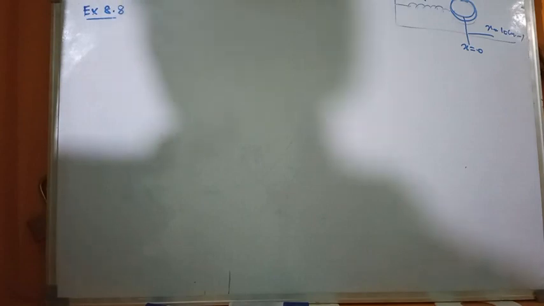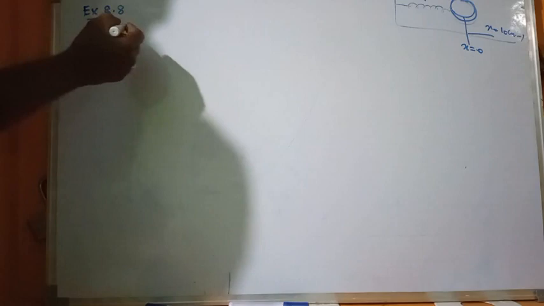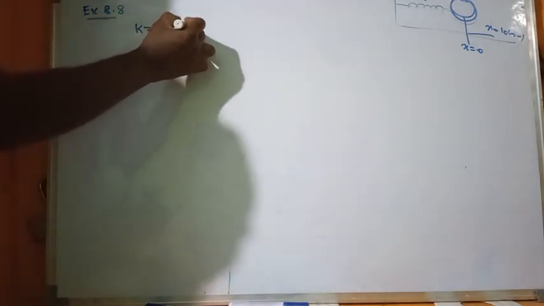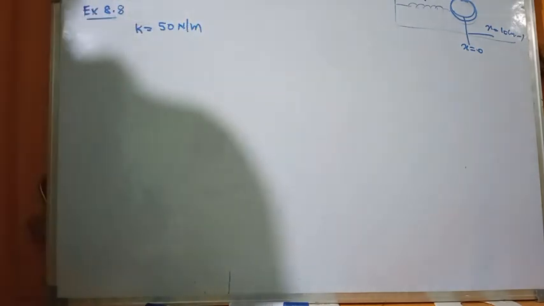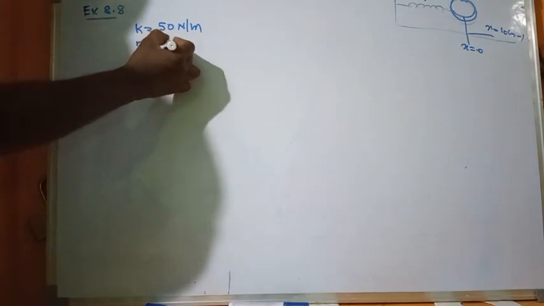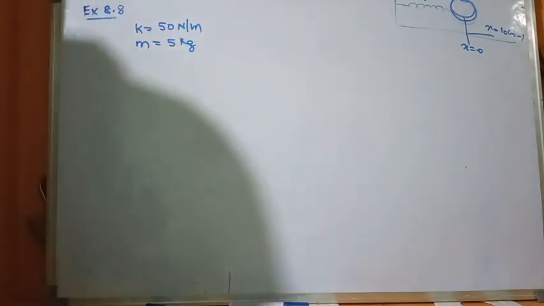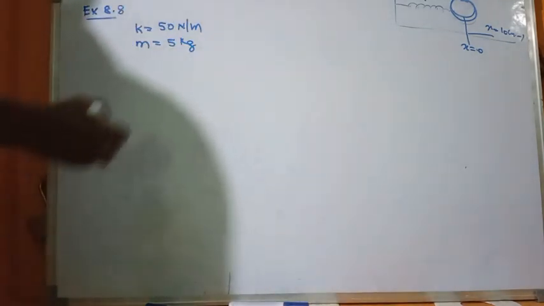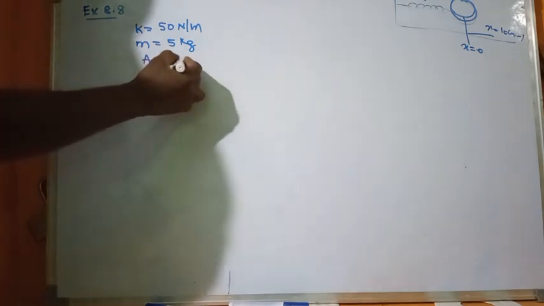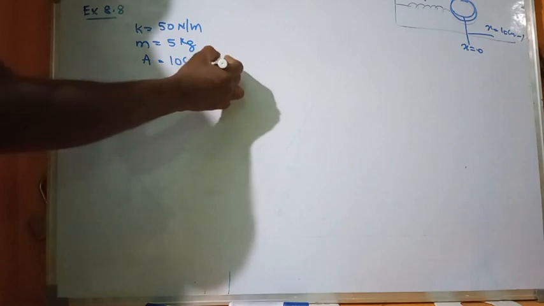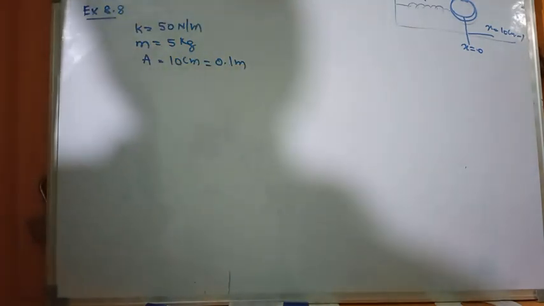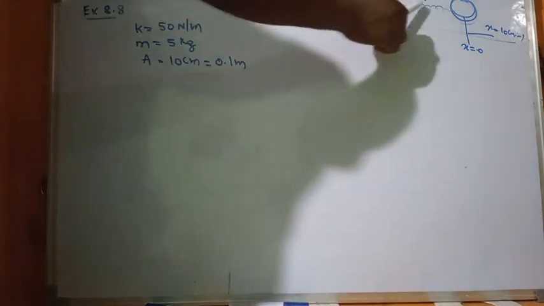So first write down the data given here. Spring constant is given, and mass of the collar is given, that is 5 kg. And the maximum displacement is also given, that is 10 centimeters, equal to 0.1 meters. Then it is a spring and block system.